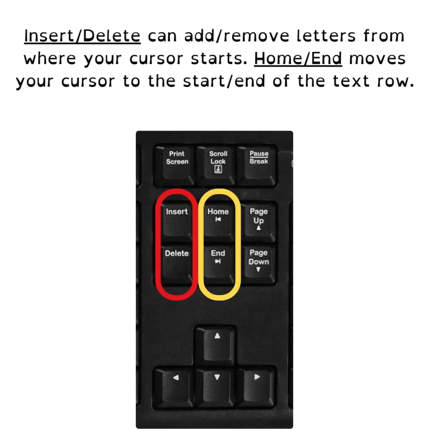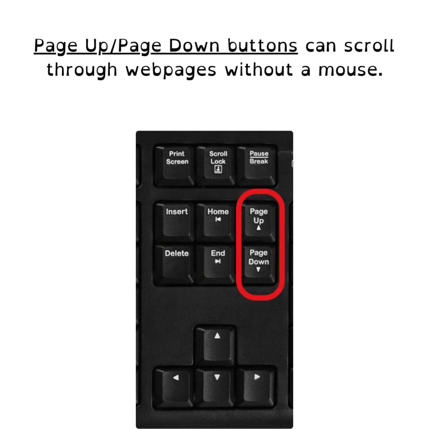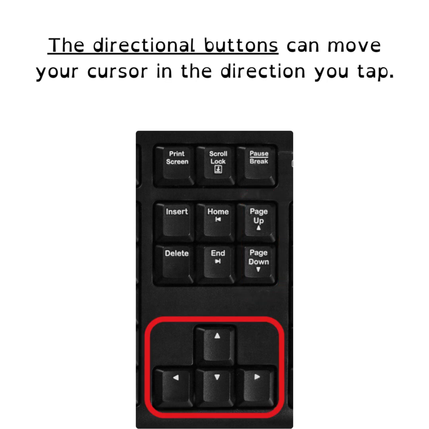Insert and delete can add or remove letters from where your cursor starts. Home or end moves your cursor to the start or end of the text row. Page up or page down buttons can scroll through web pages without a mouse. The directional buttons can move your cursor in the direction you tap.